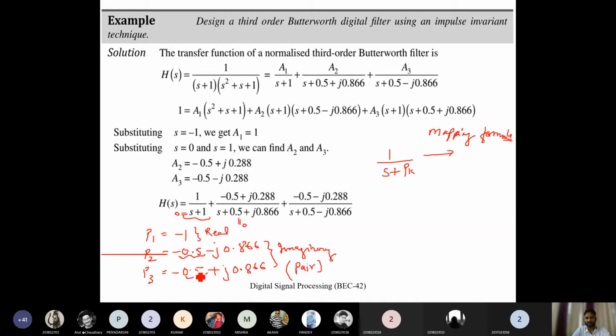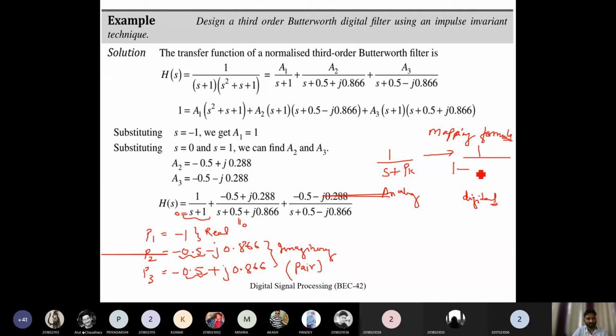Once we have found the poles, we will replace them with respect to the impulse invariant mapping method. There is a mapping formula, so this term will be mapped to another term that is replaced by 1 minus. Instead of directly writing the pole, we will write in terms of Z transform, because it is an analog form and we are going to convert it into digital form. So once we convert it, this will give you the digital form.